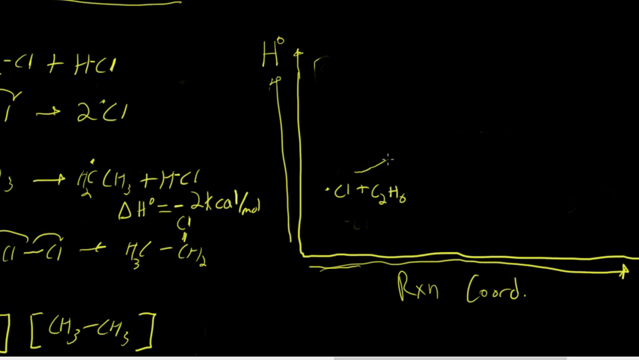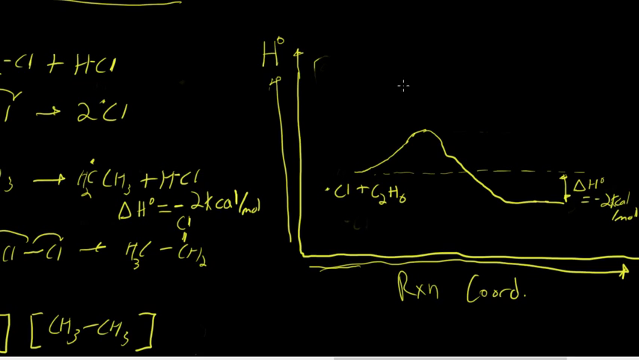So you'll have the reactants here. You'll have a transition state. Then you'll have the products. And if I draw a horizontal line, you'll see delta H is -2 kilocalories per mole. What does the transition state look like? Well, we first have to draw the products, right? So we have HCl as one product, and then you have ethyl radical, that's the other product.